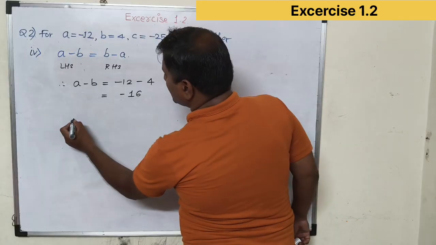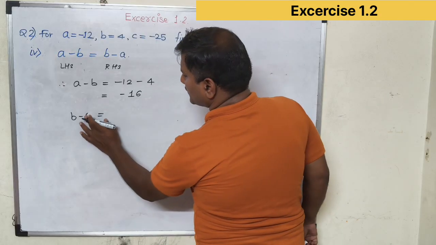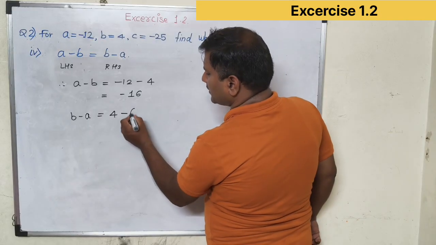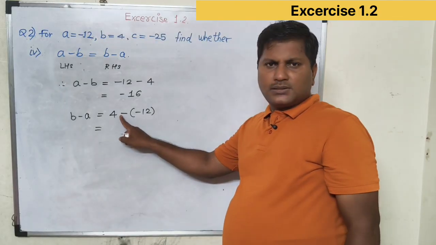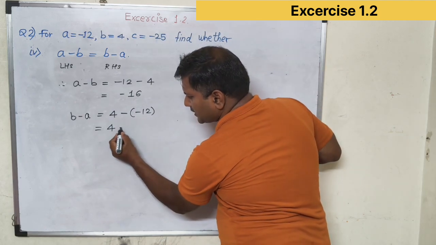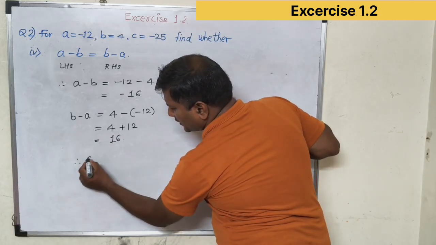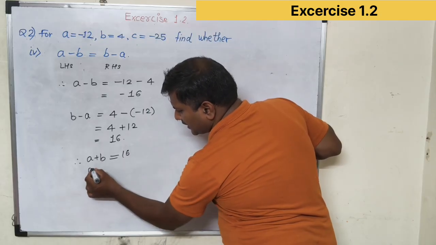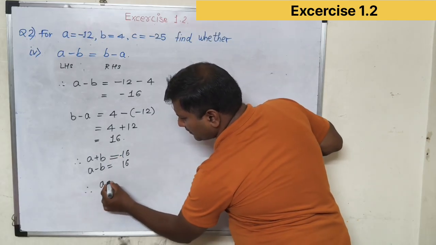Now the right hand side: b minus a. b is 4, a is minus 12, so 4 minus minus 12. Here minus minus integer is nothing but addition, so it becomes plus 12, which is equal to 16. Therefore a plus b is equal to 16, a minus b is equal to minus 16.